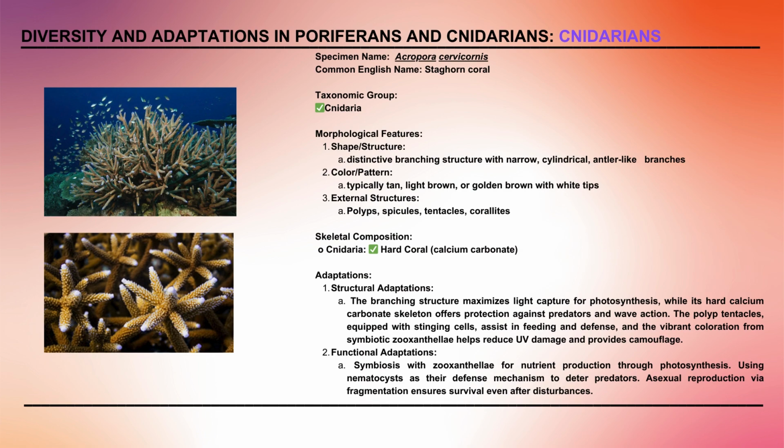One of the species in the phylum Cnidaria is Acropora cervicornis, commonly known as the staghorn coral. This species belongs to the class Anthozoa and order Scleractinia. It is a branching, stony coral characterized by its thick, upright branches that resemble the antlers of a stag. The morphological feature of Acropora cervicornis, when it comes to its shape and structure, is a distinctive branching structure with narrow, cylindrical, antler-like branches.